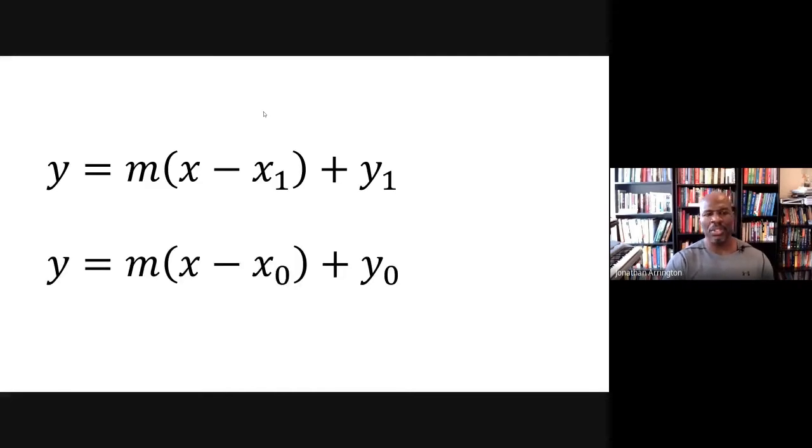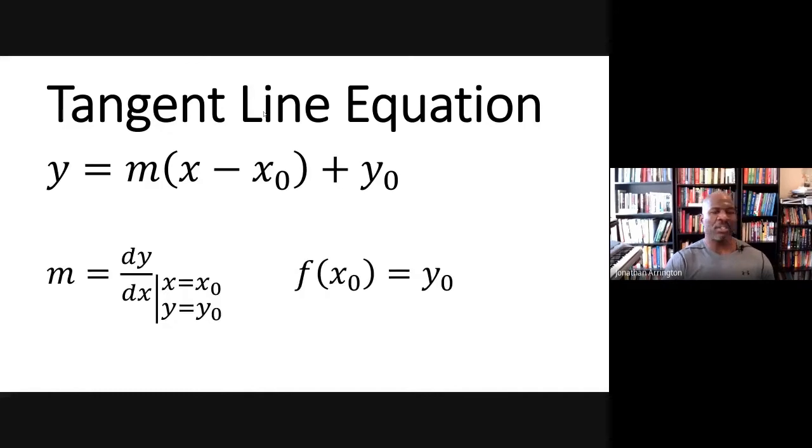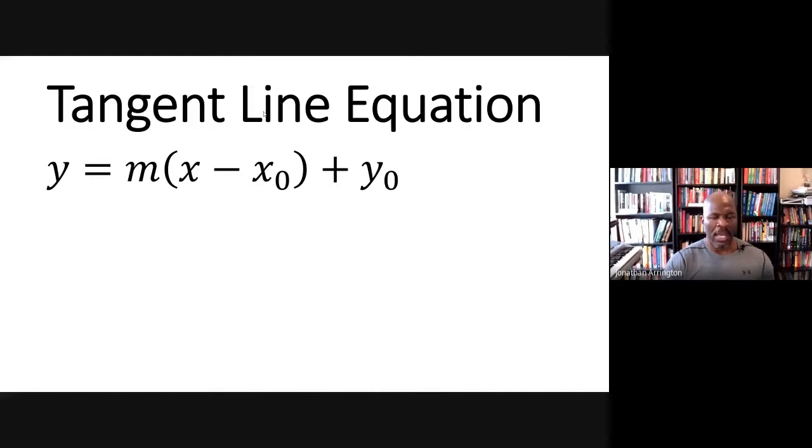We use x naught and y naught for the initial condition, and it's still m times x minus x naught plus y naught. But the stipulation on this is that m is the value of the differential equation evaluated when x equals x naught and y equals y naught. And of course, the x naught, y naught represent the values of the initial condition, which is f of x naught equals y naught. So that's how we do the tangent line equation.